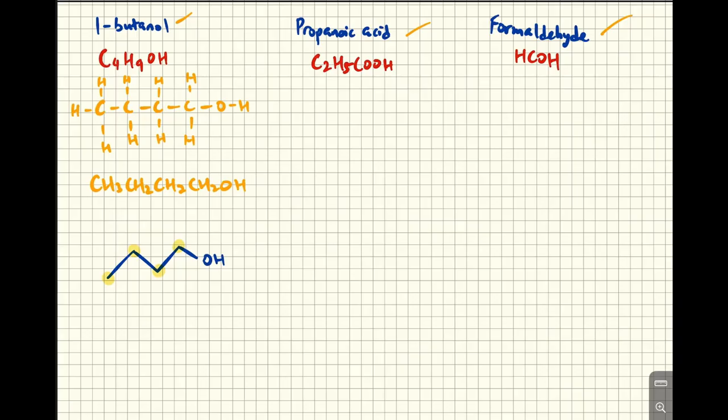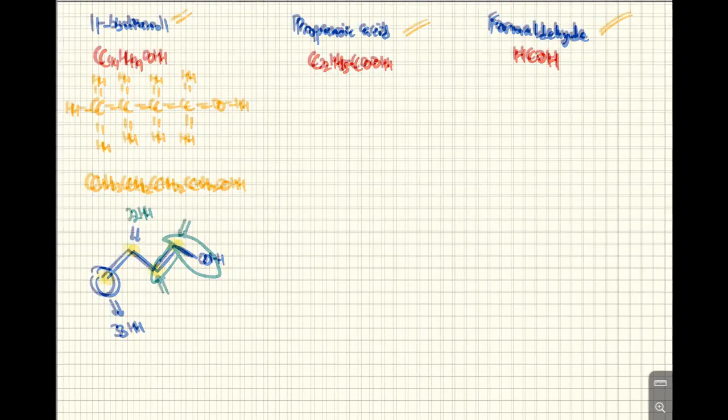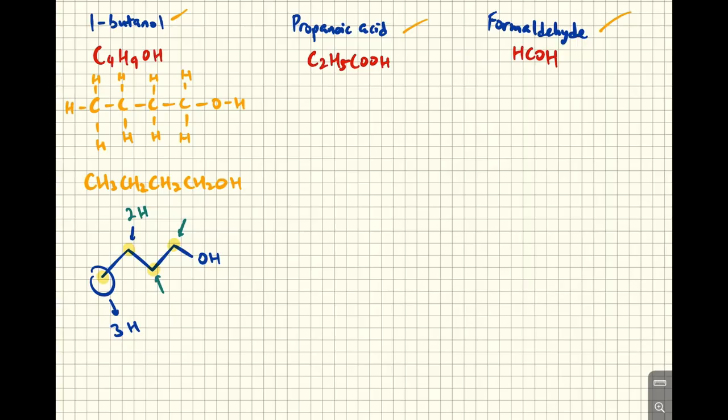So for this carbon here, we know that there are 3 hydrogens attached to it. But for this carbon here, you see that there are already 2 bonds connected to 2 carbons, so this carbon should only have 2 hydrogens: 2 bonds to 2 carbons and the other 2 bonds to the 2 hydrogens. Basically, same for this carbon as well. And also for this carbon, since it already has a bond to 1 carbon and a bond to the hydroxyl. So now let's move on to propanoic acid.